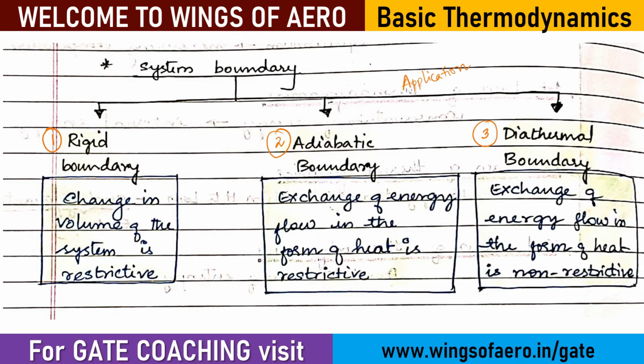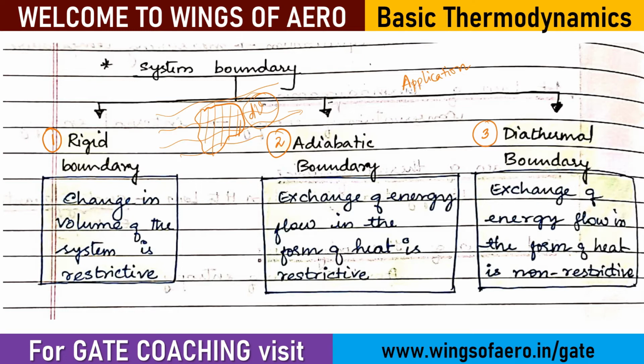Now, what is a rigid boundary? The change in volume of a system is restricted. You know what a system is. This is a system, and it has a certain volume. Whenever there are external or surrounding effects, the boundary of the system, that is the volume, is not going to change. The volume is going to be fixed.